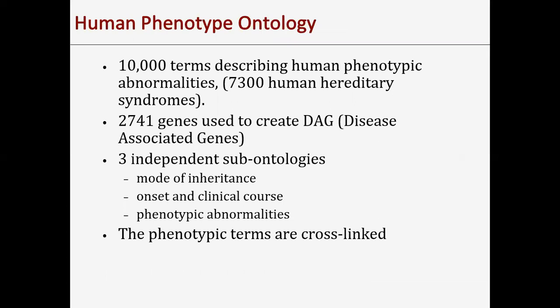There is a database called Phenomizer, which has the Human Phenotype Ontology. There are more than 10,000 terms which describe human phenotypic abnormalities, and which are associated with more than 7,300 human hereditary syndromes. There are around 2,741 genes initially used to create the disease-associated genes. And now this database is also growing day by day. There are three independent sub-ontologies: mode of inheritance, onset and clinical association, and phenotype abnormality. Some genomic variants will give you a phenotype abnormality, but there are some gene variants where you cannot see a phenotype change. That also we need to understand.